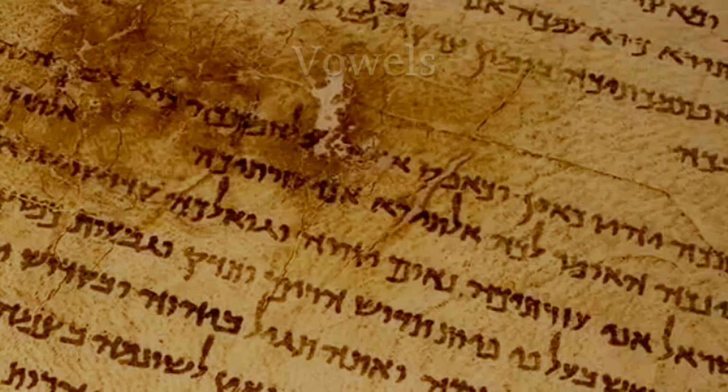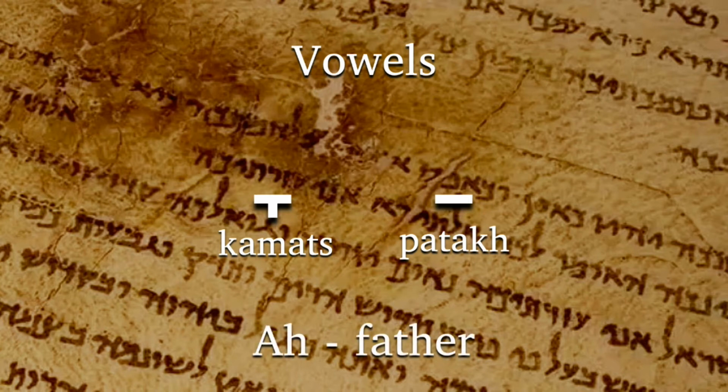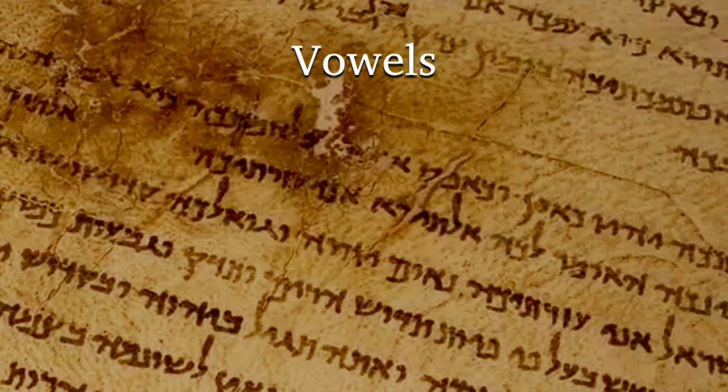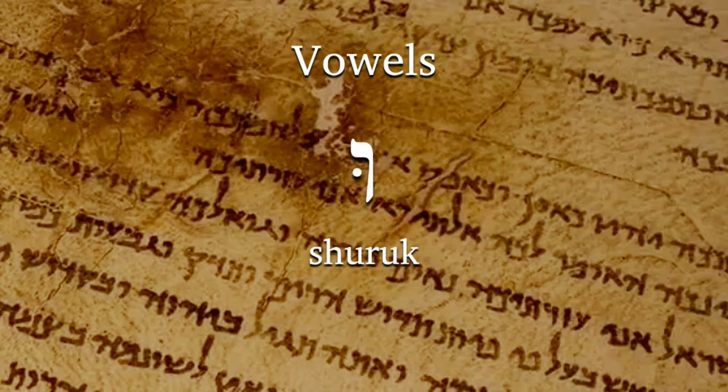All right, let's go through our vowels. We almost know all the vowels so far. We're almost done with the vowels. So we had these two, which is kamatz and patach, both the ah sound. They go below the letter. You have the cholam and the cholam vav, which are the same thing, just one has the vav with it. Both make the O sound. They're above the letter. Shuruk, which is the U sound. It's a dot in the vav.